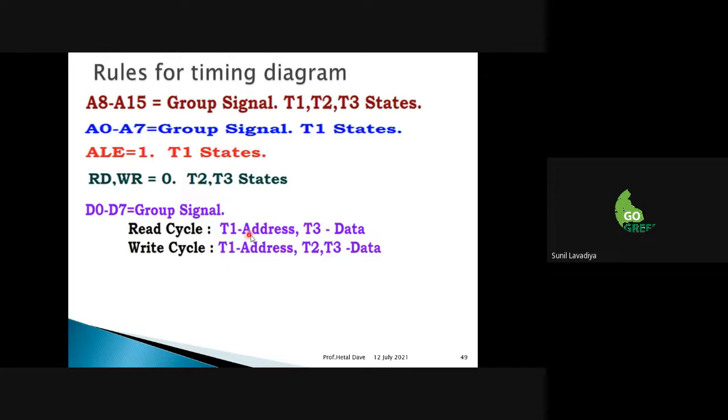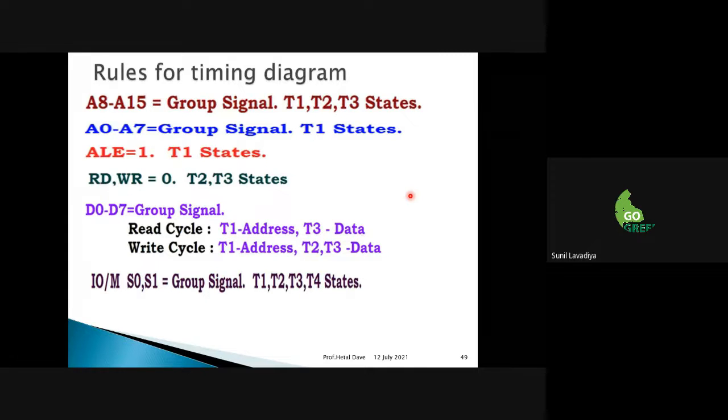For the read cycle, T1 is address and T3 is data. For the write cycle, T2 and T3 are the data. For the IO and memory part, S1 and S0 are group signals, and T2, T3, T4 are the different types of states. My request to everyone is to take a screenshot of this slide, because we have to apply this concept in our upcoming diagram. Have you taken it?